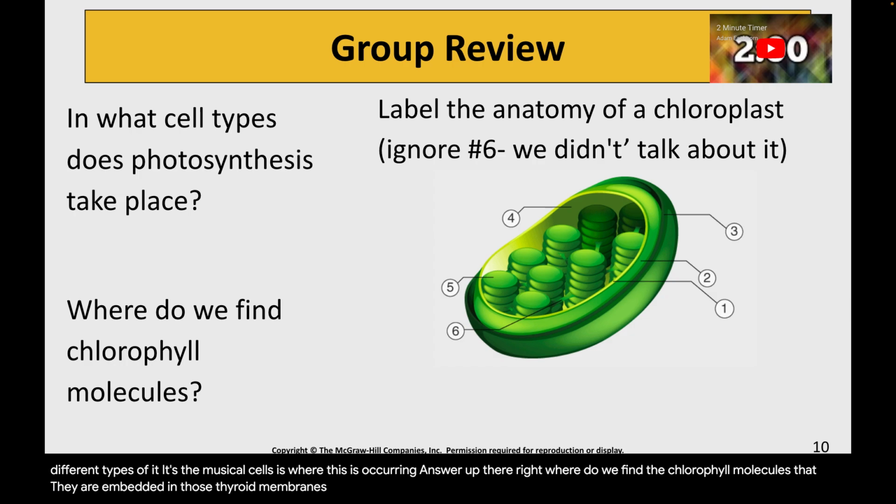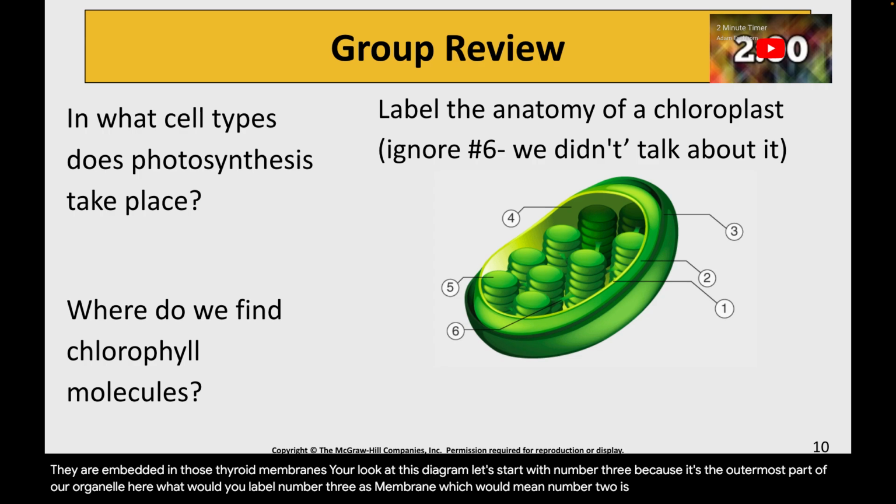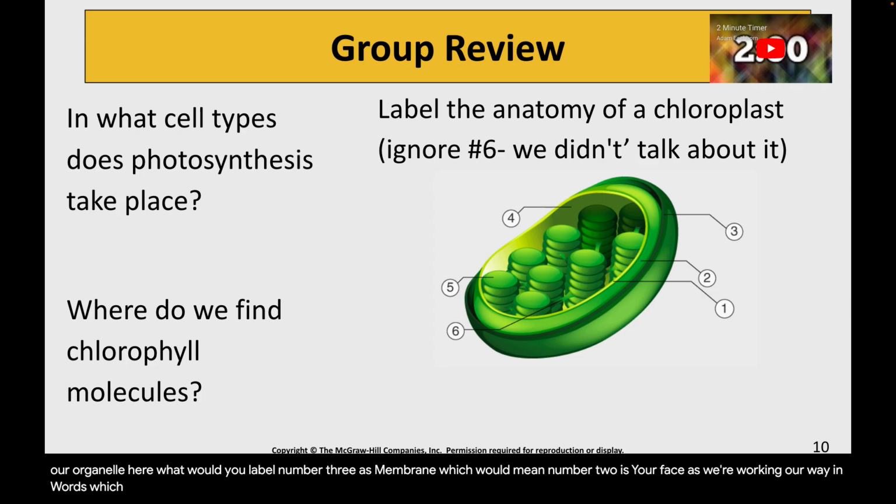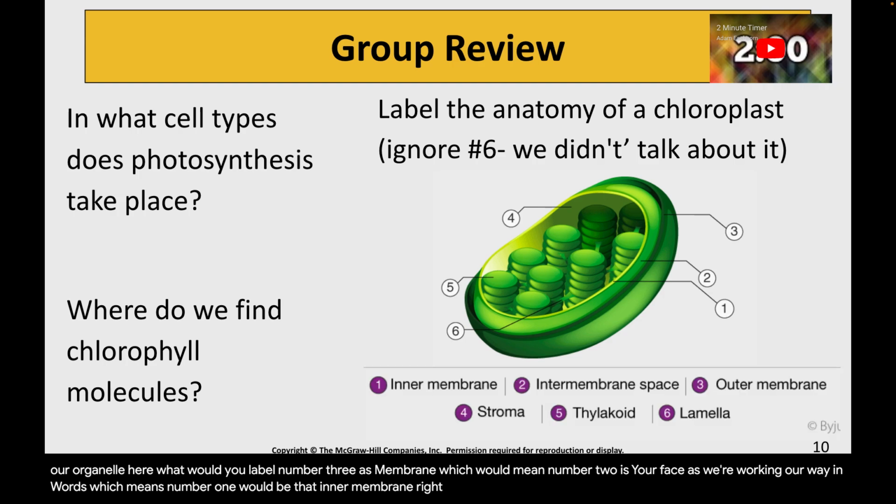All right, if we were to look at this diagram, let's start with number 3 because it's the outermost part of our organelle here. What would you label number 3 as? Outer membrane, which would mean number 2 is the inner membrane space as we're working our way inwards, which means number 1 would be that inner membrane, right? Then hopefully you got the rest of them here.